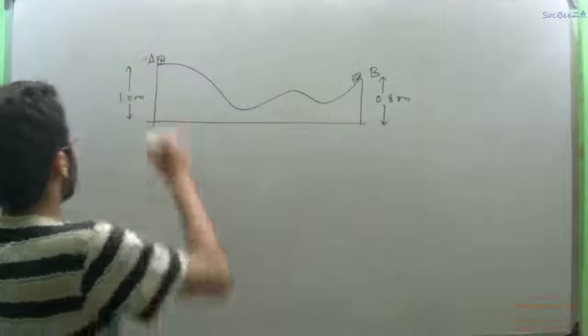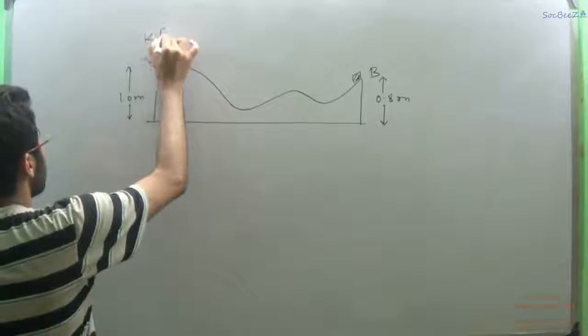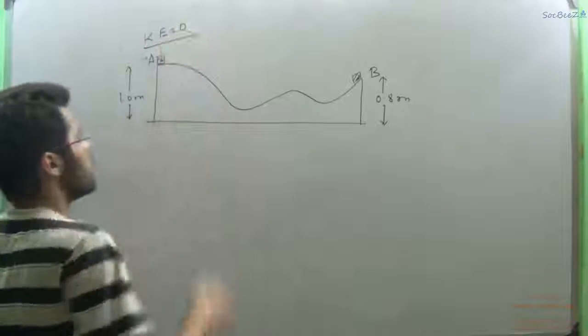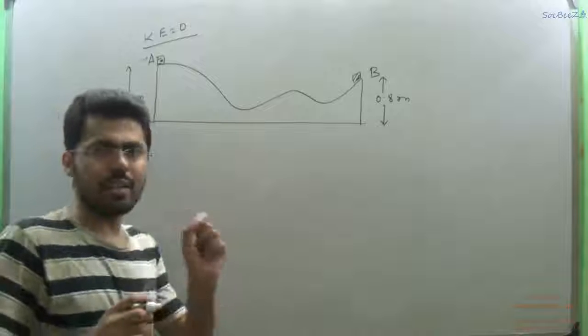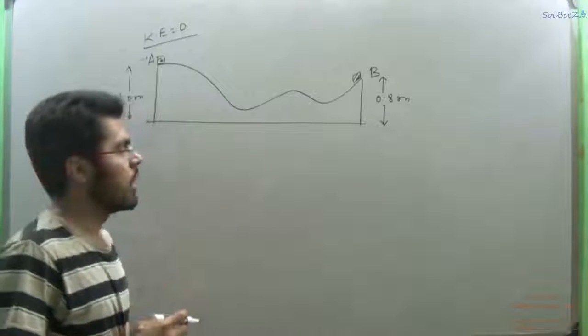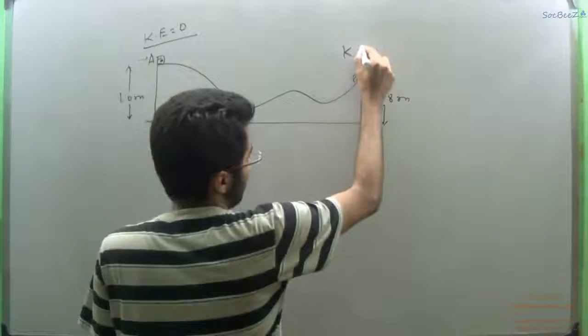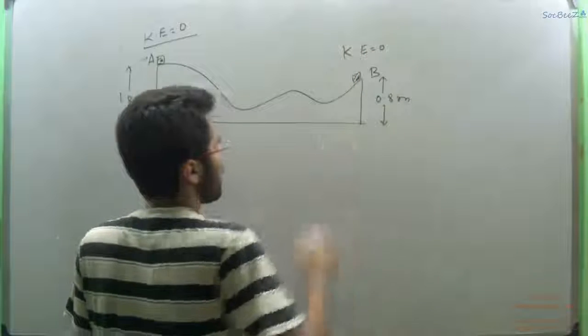So initial kinetic energy is 0. We can neglect that little push because that's almost 0. And finally, kinetic energy is obviously 0.